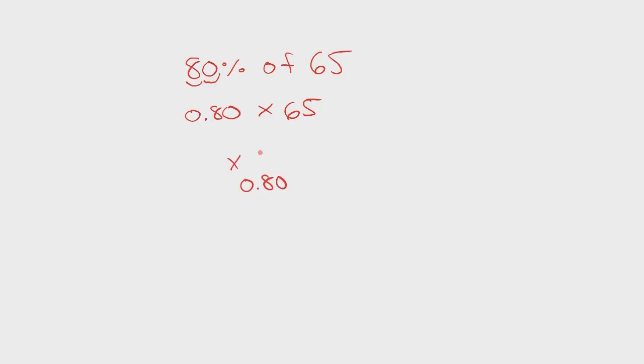0.80 times 65. I have 2 spaces to the right of the decimal, so when I'm done, I need 2 numbers or 2 digits or 2 spaces to the right of the decimal. I can multiply. 0 times everything is 0. Then I'm doing the 8, so I add a placeholder right here. Let me change the color. I have a placeholder right here.